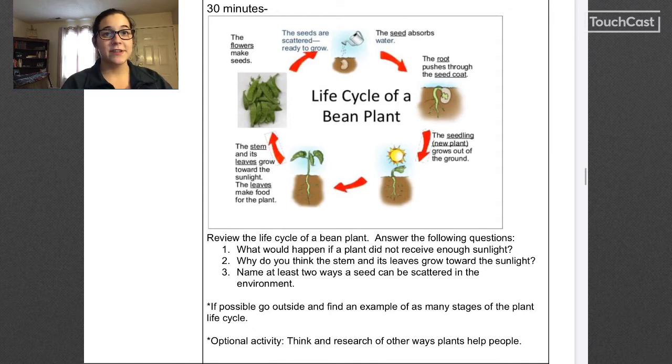I think that's a really cool activity, and I'm going to show you a couple of plants that are in different stages in my house. So come with me.